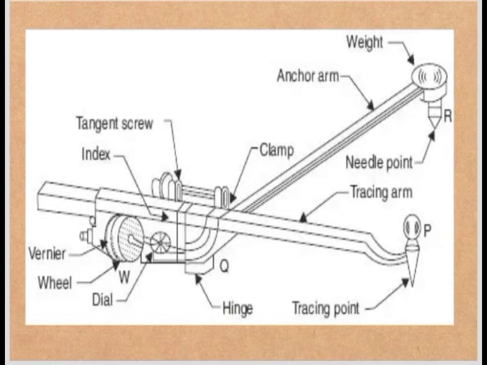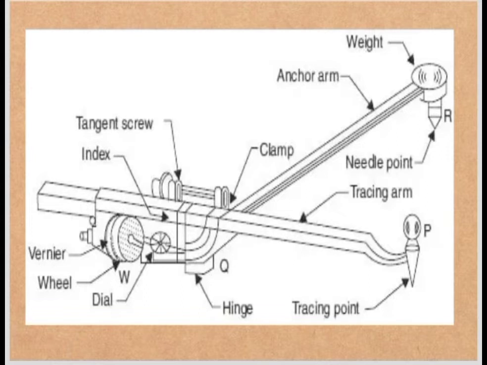Clamp. It is used to fix the tracing arm in standard length without any extension. Hinge. The tracing arm and anchor arm are connected by hinge to the integrating unit. With the help of this hinge, the arms can rotate about their axis. We have tangent screw. It is used to extend the tracing arm to the required length. We have here the index.